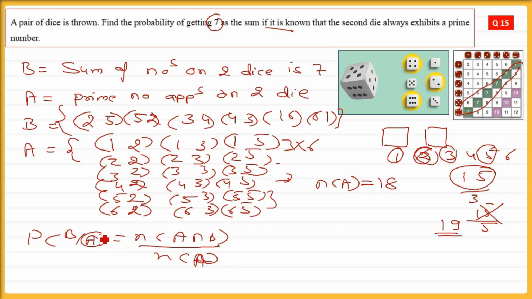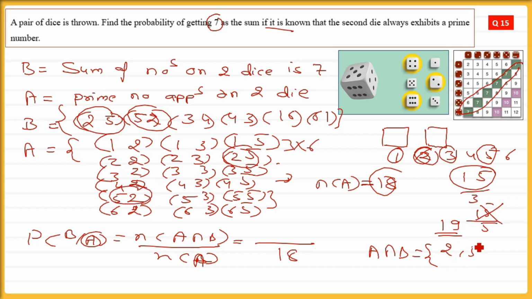N(A) is already found out, 18. And we are now trying to find A intersection B, the number of elements which are common in both of them. Please remember only 2, 3, 5 can come in the end. So 2, 5 is a common element. 5, 2 is a common element. That means these two. 4, 3 can come. The others will not come. You will see that only these are common. So the elements in A intersection B are 2, 5, 5, 2 and 4, 3.